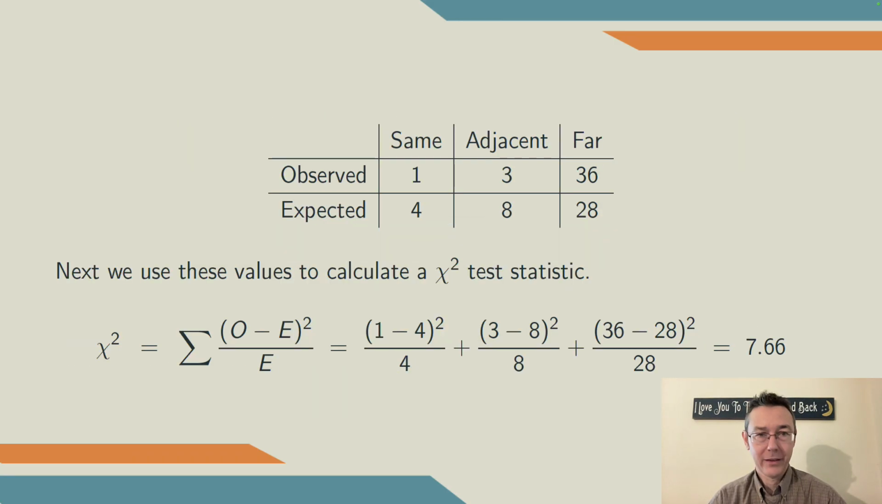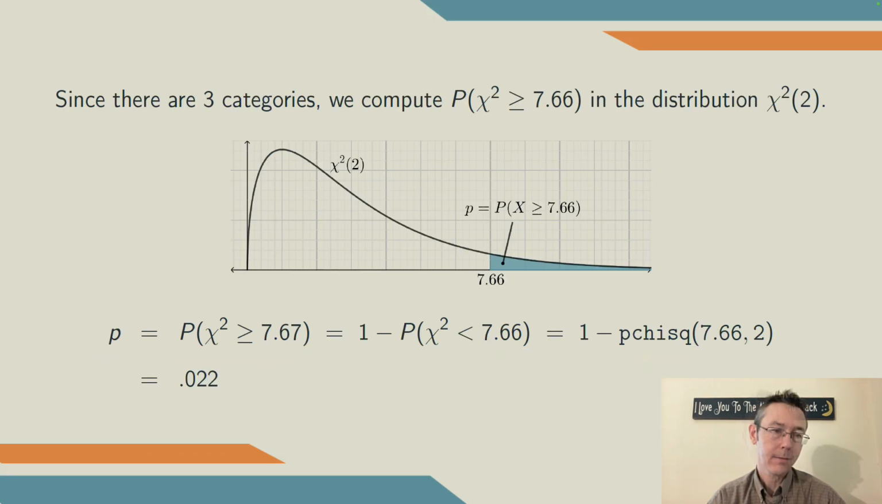The chi-squared test statistic measures how far the observed counts are from the expected counts overall. We compute this by taking the observed count, subtracting off the expected, squaring that, and then dividing by the expected, doing that across all three categories, adding up those results. For instance, in that same category, we do 1 minus 4 squared divided by 4. Adding all those up, we get 7.66.